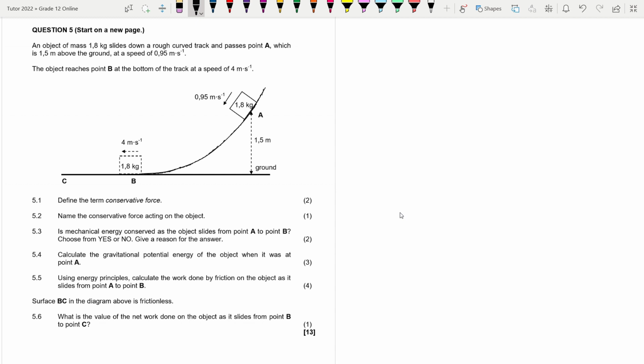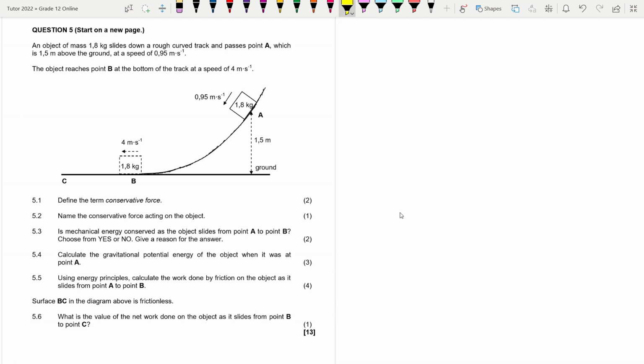So the question says an object of mass 1.5 kg slides down a rough curved track and passes point A, which is 1.5 meters above the ground at a speed of 0.95 meters per second. Whenever you get a question, the first thing you want to do is draw a sketch. If you already have a nice enough sketch, then you can just write all the given data on your sketch. So let's see if everything is represented.